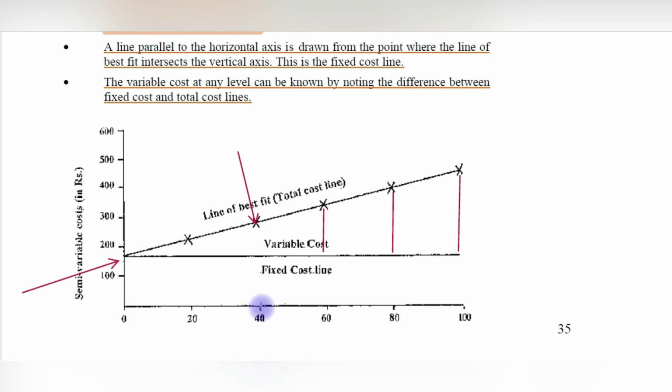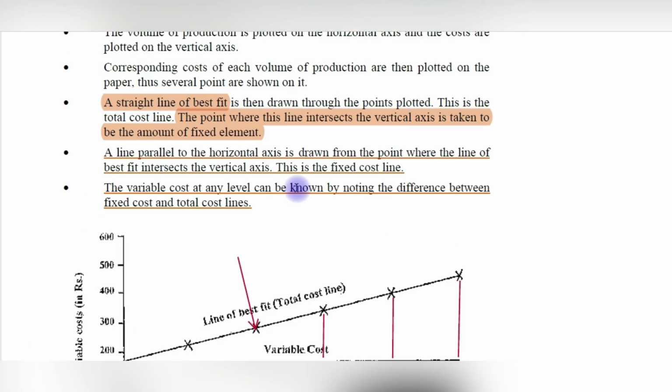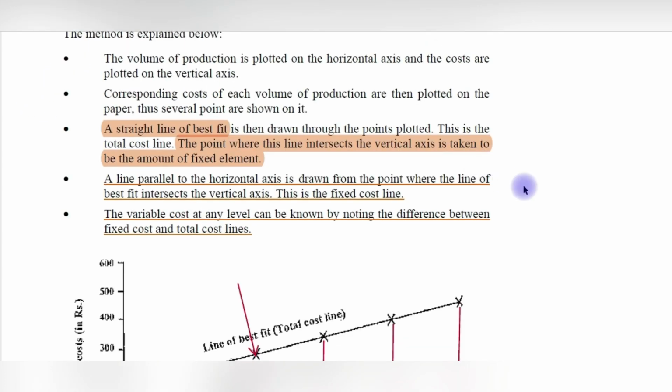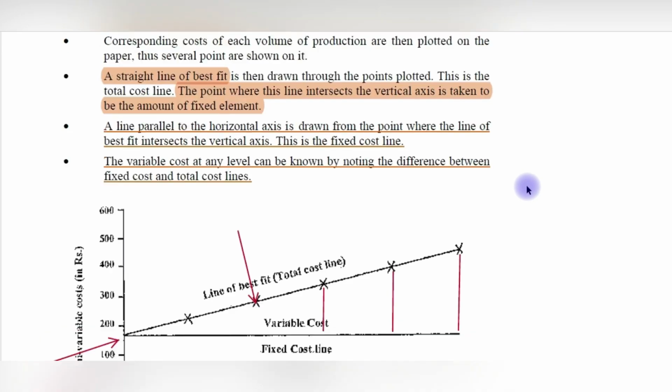For 40 units of production, if the total cost is, for example, 280, then 280 minus 190, 90 rupees will be the variable cost. The difference between this point and this point will be the variable cost. This is called the straight line or line of best fit method. We will prepare a graph. This graph is called a scatter graph, and using this graph we will find out the variable cost.